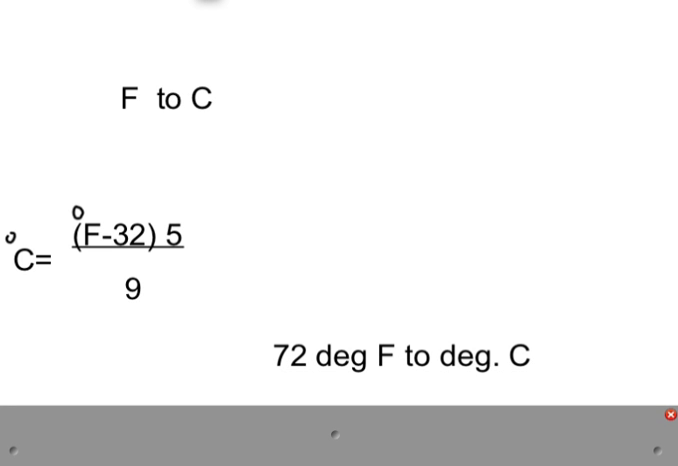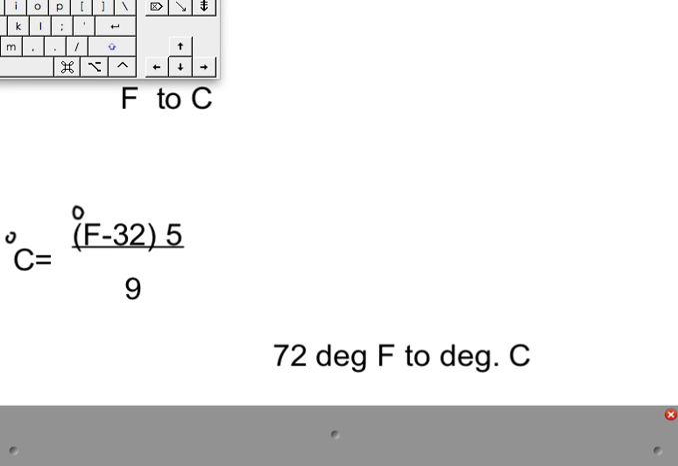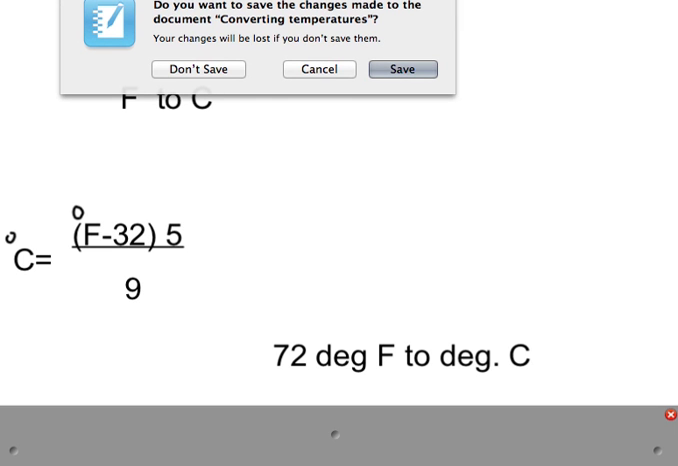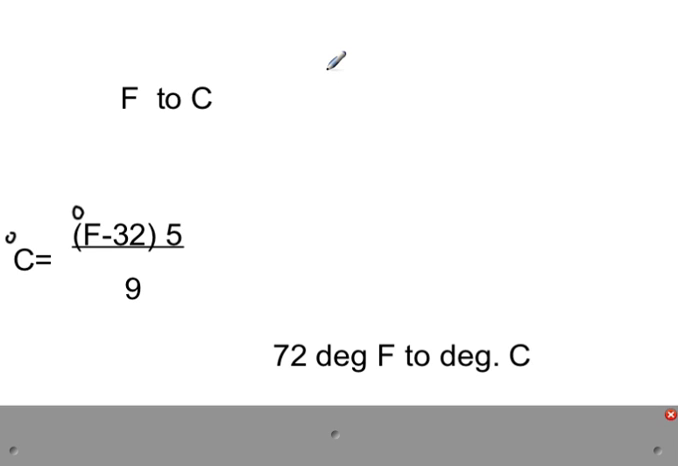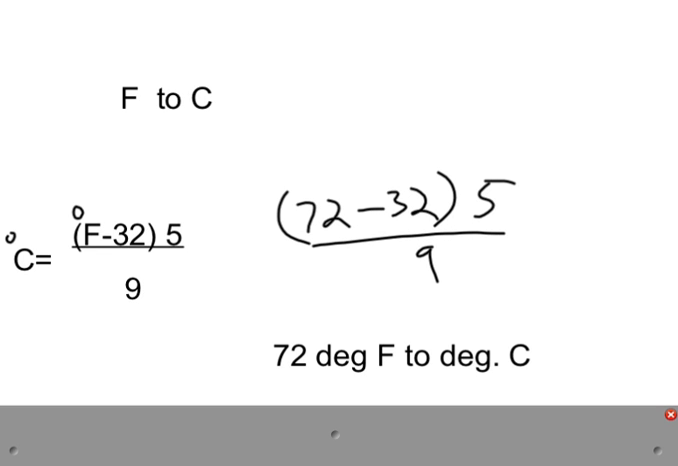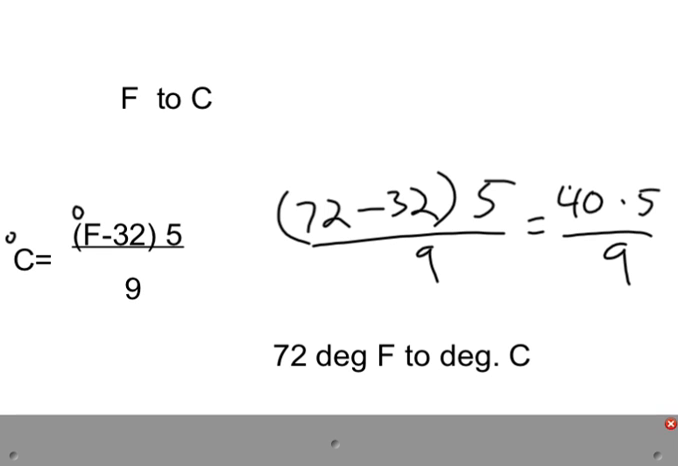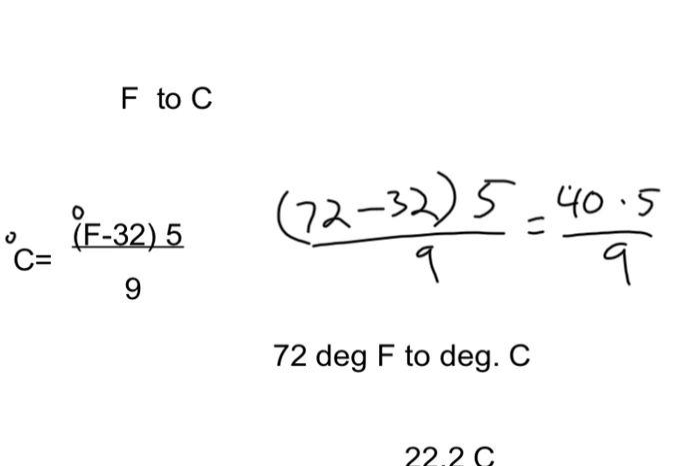So if I have 72 degrees Fahrenheit, how many degrees Celsius? I plug in my number. So I go 72 minus 32, multiply by 5, divided by 9. I do my operation, so this ends up being 40 times 5 divided by 9. And in the end, I get an answer of 22.2 degrees Celsius.